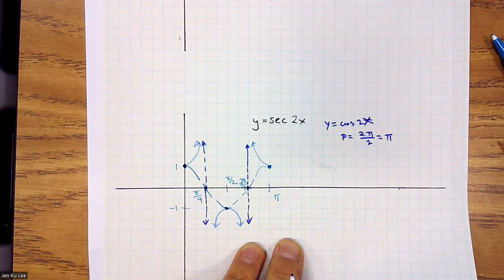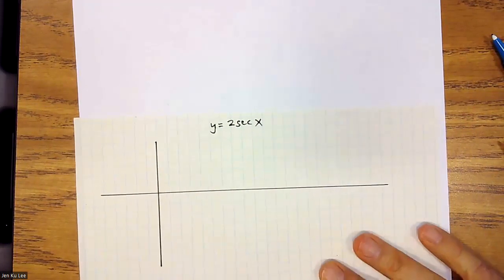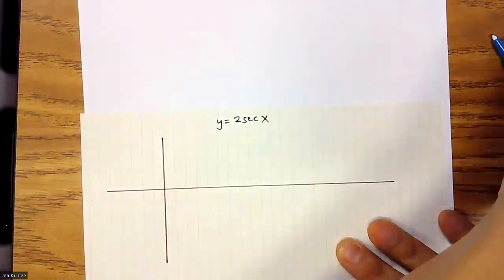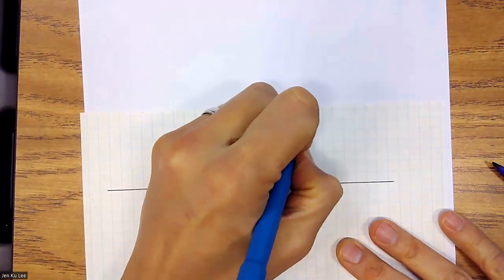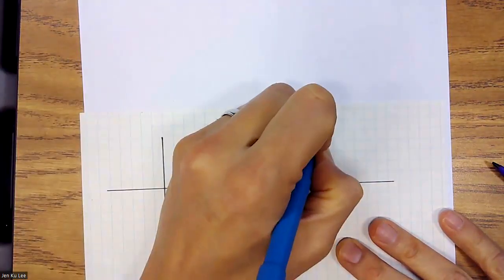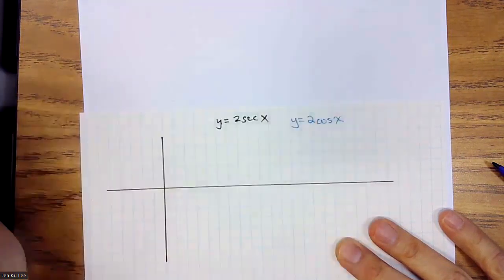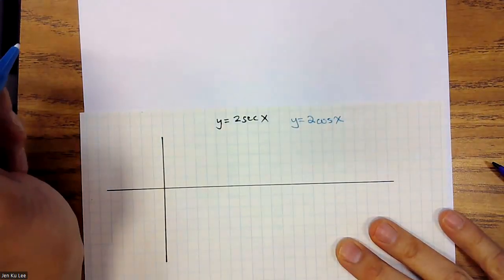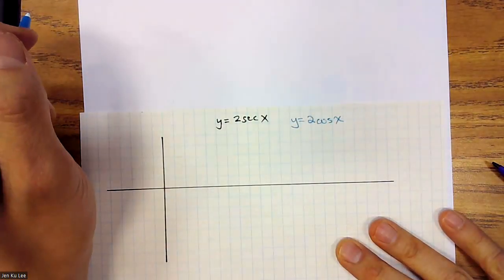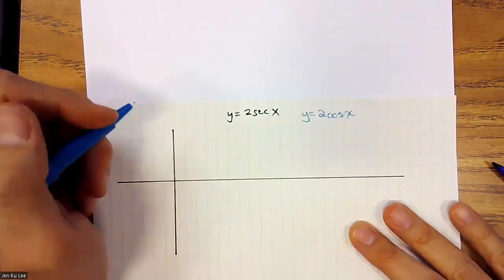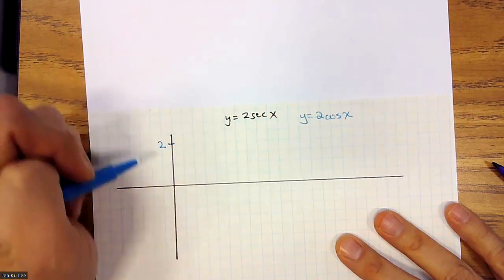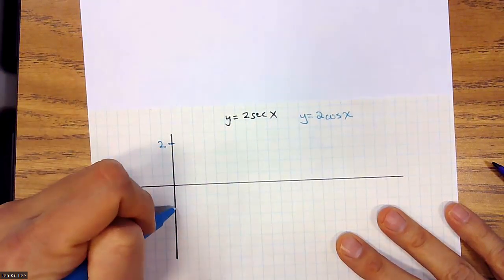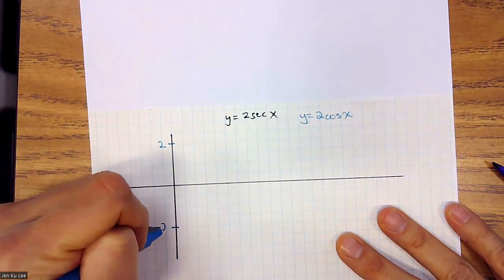Now let's see what happens if there is an A change. Okay? First step is always going to be the same. I'm going to graph the reciprocal function with all the transformations. Okay? So it's 2 cosine. So I'm going to put this as 2. So 2, 3, 4. This as -2.